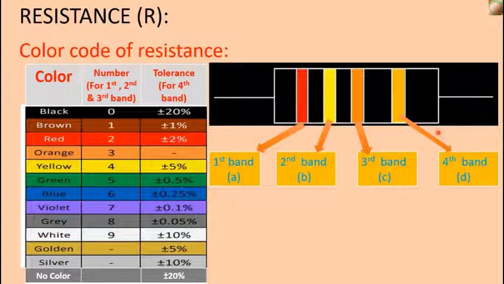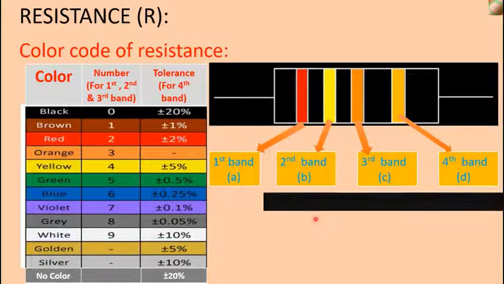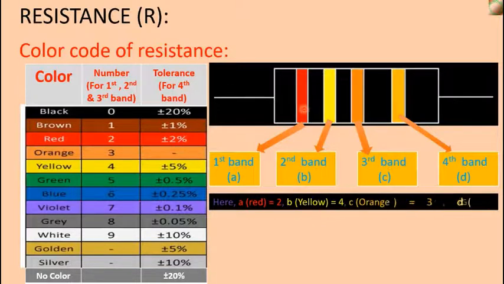Now we will determine the resistance here. This is a red color, and in this table the value of red is 2, so A is equal to 2. The second color, yellow, has the value 4. And here orange, the value of orange is 3. The fourth color is golden, and golden means plus minus 5%.